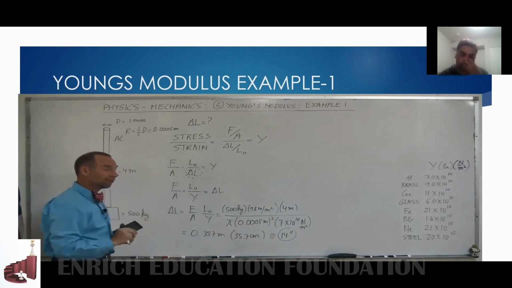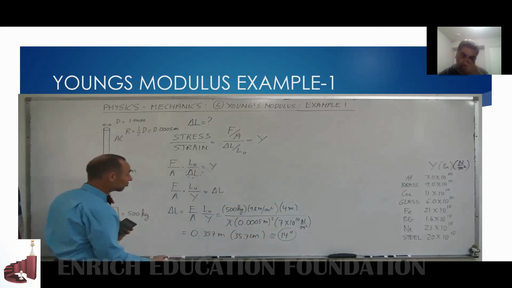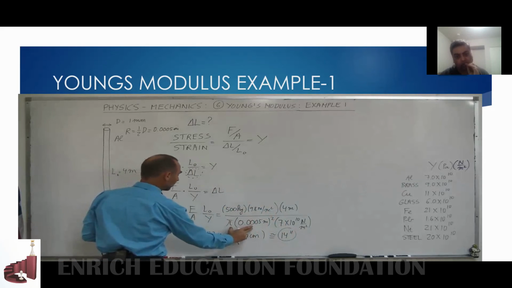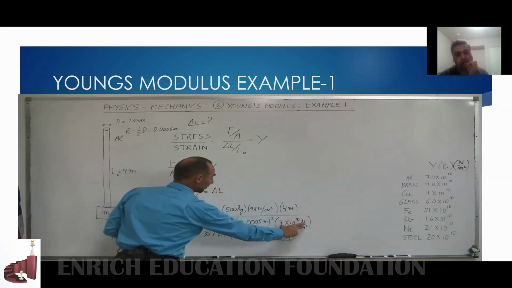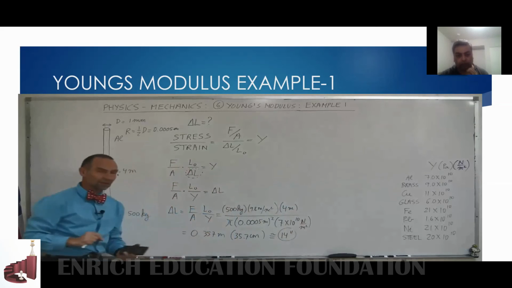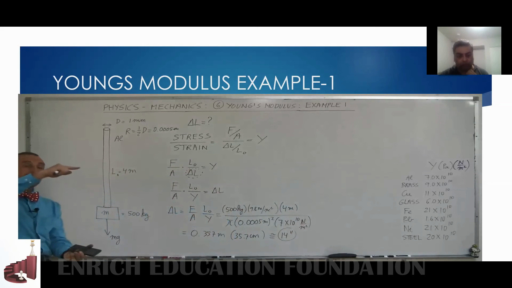What's good enough for us is, if it doesn't break, how long will it stretch? Well, simply put in the force divided by cross-sectional area, pi r squared. Put in the original length, divided by Young's modulus, we get from the table. Crank the calculator, 35.7 centimeters, about that much. So yeah, you do have to take that into account in certain circumstances.